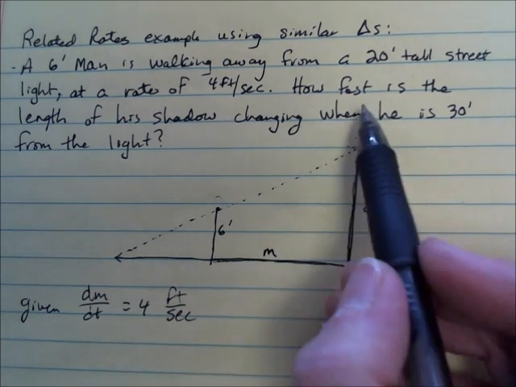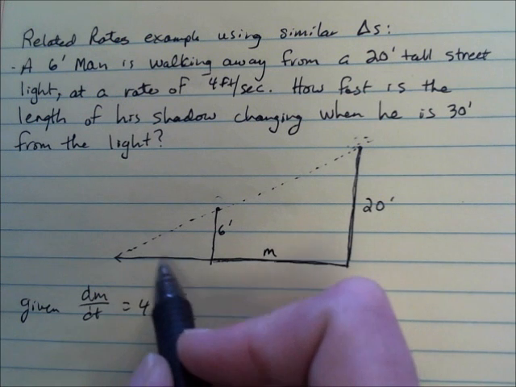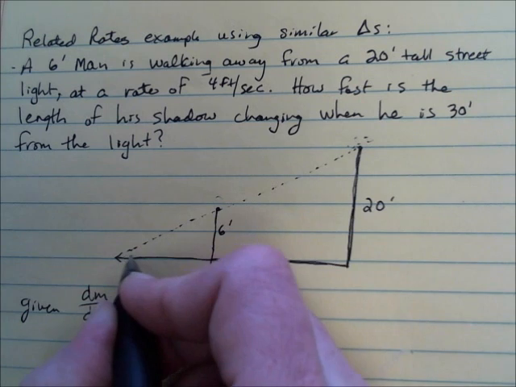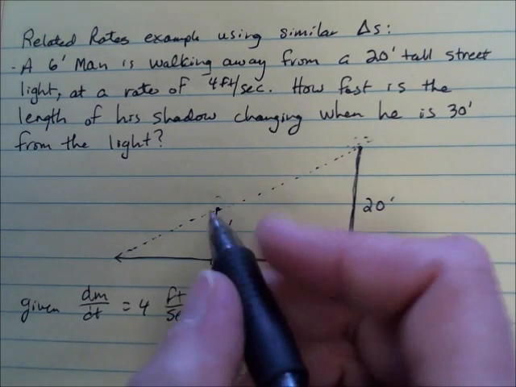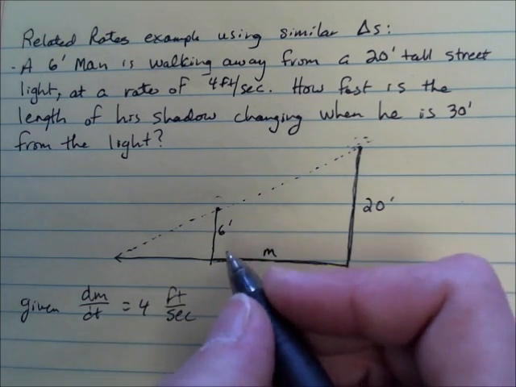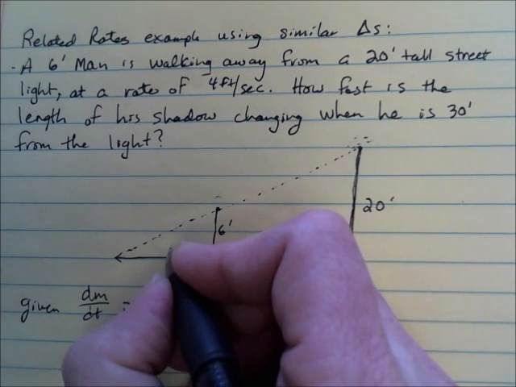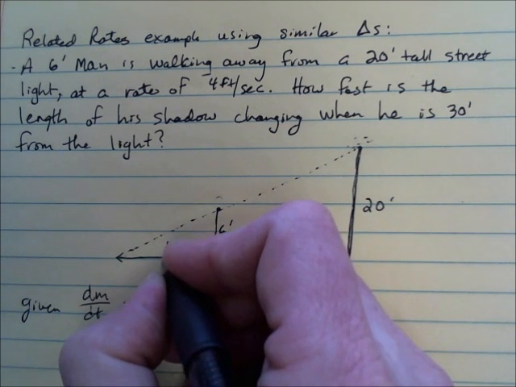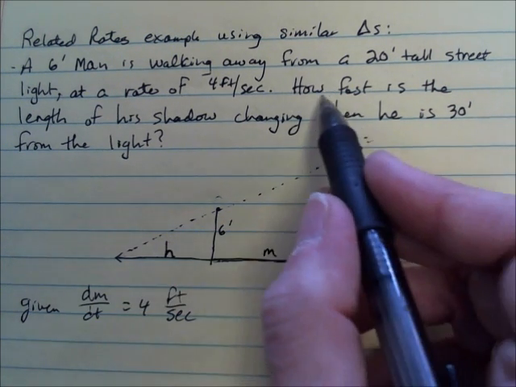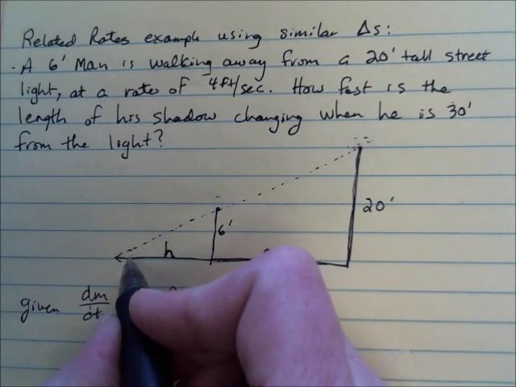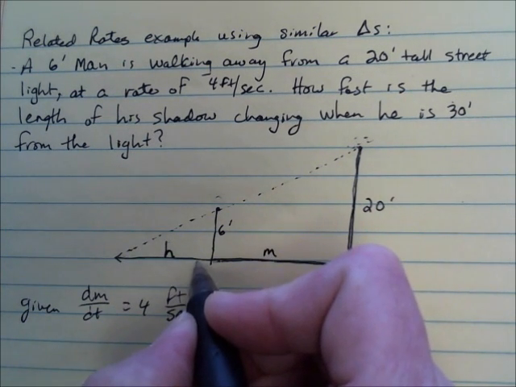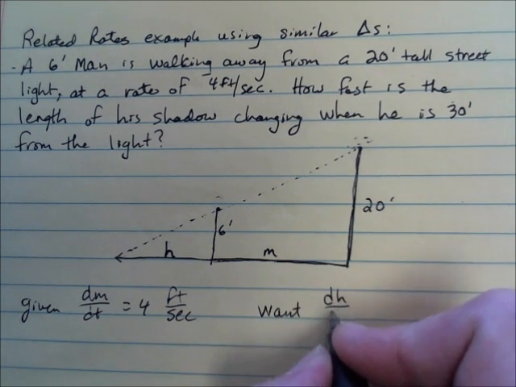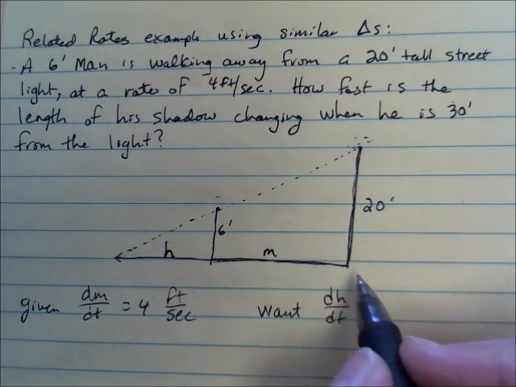And we're asked for how fast is the length of his shadow changing. Well, this right here is the shadow. So we can call this anything we want. I hate to call it S because S's look like 5s. But I guess I'll call it H for shadow. And it asks us how fast is the length of the shadow. So H is the length, and how fast is it changing? So what we want is dH/dt.